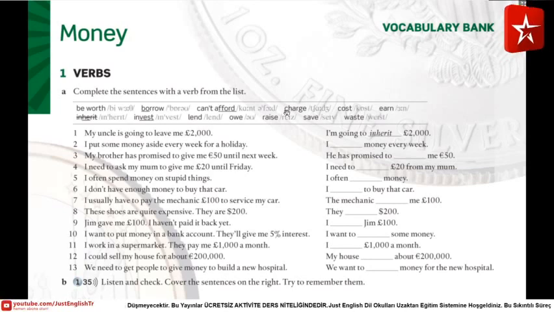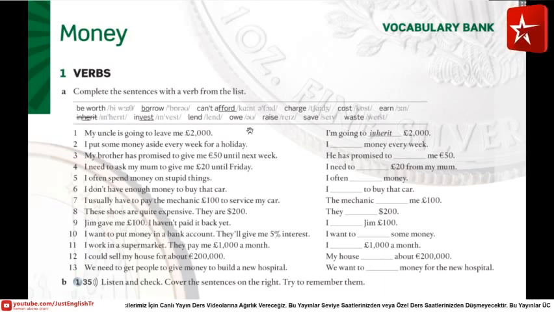So Jim gave me 100 pounds. I haven't paid it back yet. I have to pay. So, in this situation, which one should we use in this sentence? Okay, Lara says O. Yes, O-W-E. O is a correct answer. Thank you, Lara. Yes, thank you, Altu. Thank you, Fırat, Sibel, and Tika.